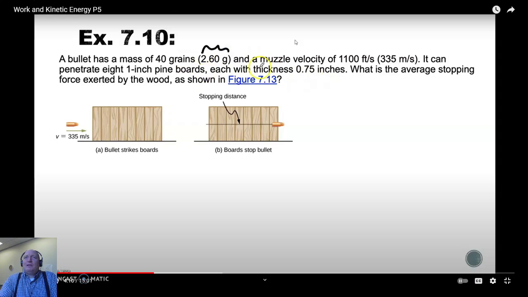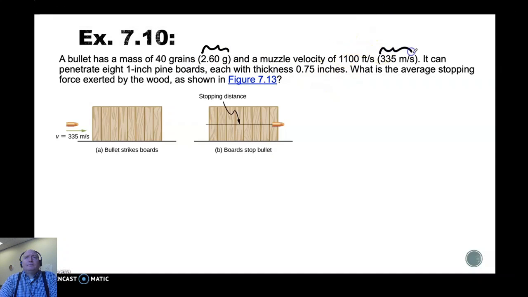Okay, so a pretty light bullet going really, really fast. Penetrates whatever 8 times 3/4 is. What's that? 6 inches in. Wow. Whew, that's a fast bullet. A muzzle velocity of 335 meters per second. It can penetrate 8 1-inch pine boards, each with a thickness of 0.75 inches. What is the average stopping force exerted by the wood as shown in this figure?